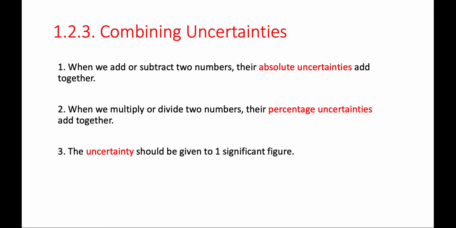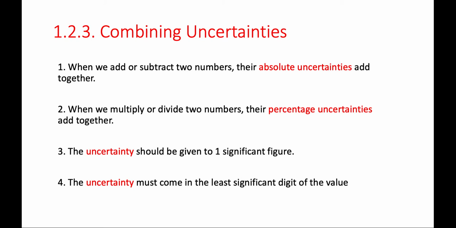Regardless of addition or division, multiplication or subtraction, when we are presenting our uncertainties, we always present to one significant figure in the final presentation. And finally, that uncertainty must come in the least significant digit of the value that we are presenting. As I've said, I think this is much easier if we consider this through a couple of examples, and that's what's going to come just now.